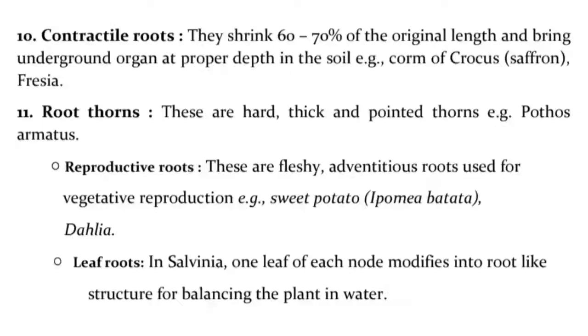11. Root thorns. These are hard, thick and pointed thorns, e.g. Pothos armatus. 12. Reproductive roots. These are fleshy, adventitious roots used for vegetative reproduction, e.g. sweet potato, Ipomoea batatas, dahlia. 13. Leaf roots. In Salvinia, one leaf of each node modifies into a root-like structure for balancing the plant in water.